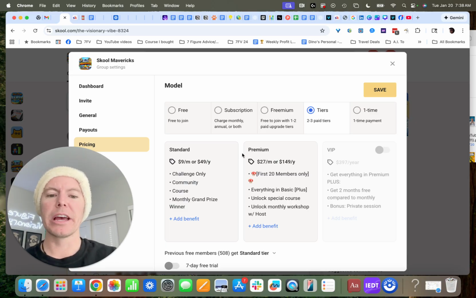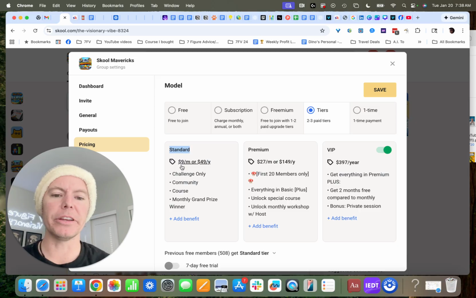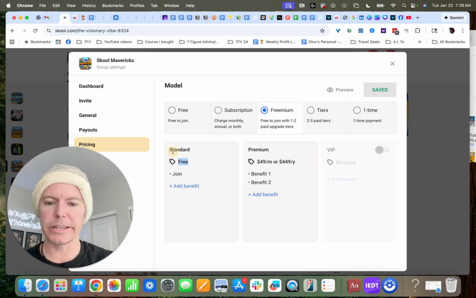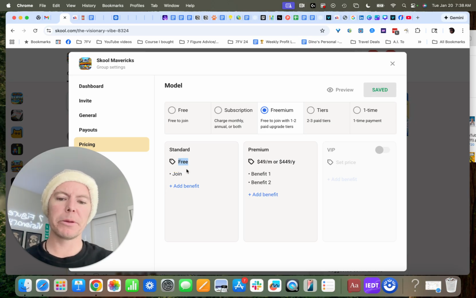This is very similar to the freemium model. You have 3 different levels to your actual community, except at the standard level, somebody has to pay a monthly membership fee to get in. With the freemium model, standard is free for people to join your community, and you can have some workshop or mini course available to those at the free level.